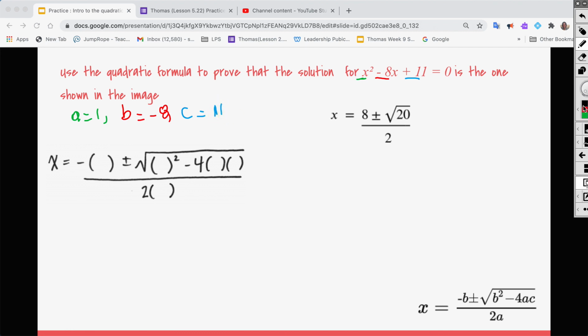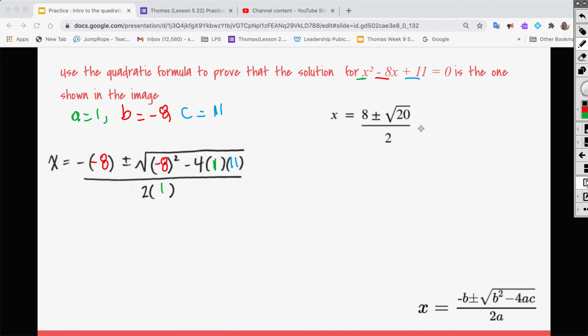Once we are able to recognize that, we're going to substitute them into the formula itself. So minus b is going to be minus a negative 8, plus or minus the square root of a negative 8 squared minus 4 times a is 1, times c is 11, all over 2 times 1.